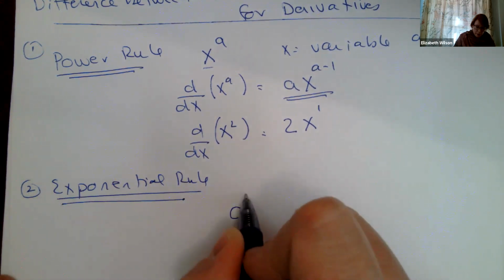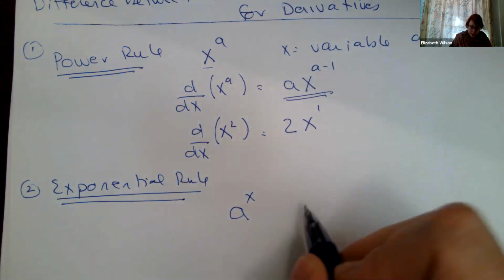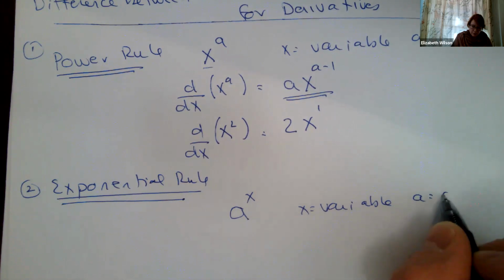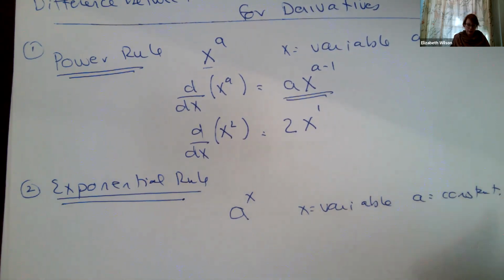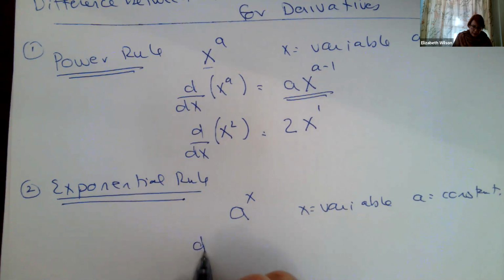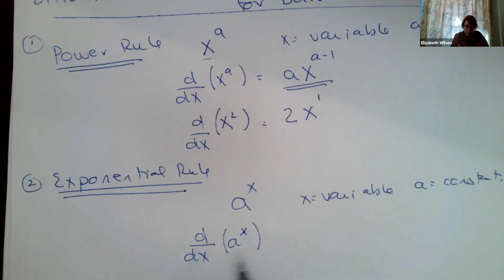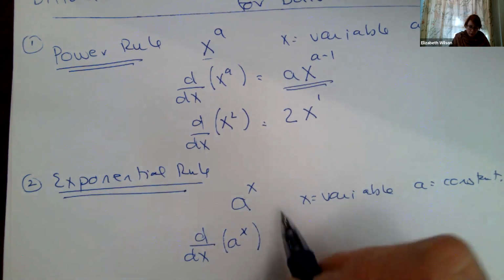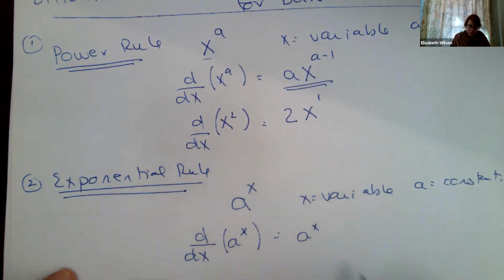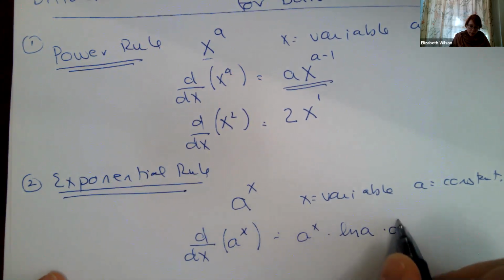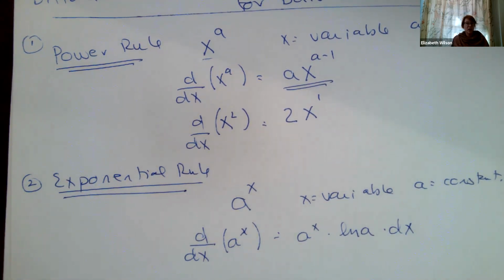I've got my number raised to the variable, where x is our variable and a is a constant. That's our base. So now, if I want to find d/dx of a to the x power, I'm still taking the derivative with respect to x, but now x is in the exponent. I have to use my exponent rule, which means I repeat my exponent, I take the natural log of my base, and then I do d/dx, my chain rule.